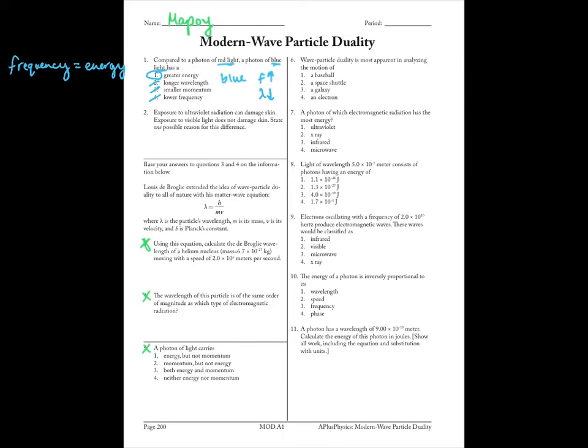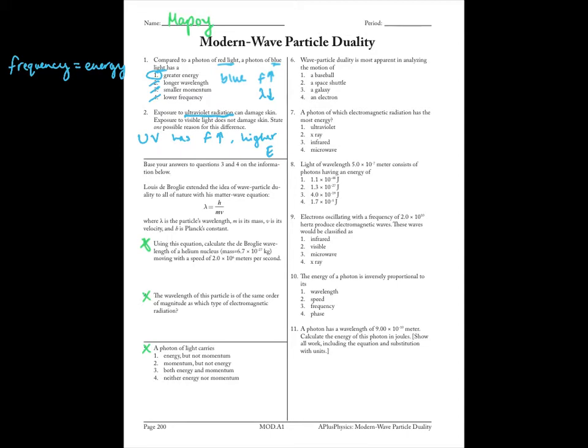Number 2, exposure to ultraviolet radiation, UV rays versus visible light. State one possible reason for this difference. UV has higher frequency and therefore higher energy. Alright, number 6, because we're skipping the 3, 4, 5. Wave-particle duality is most apparent in analyzing the motion of what?